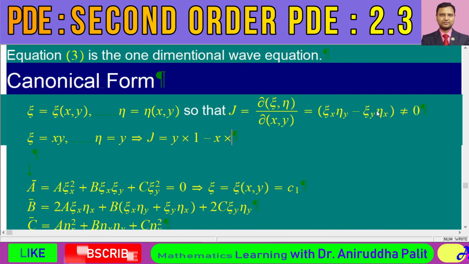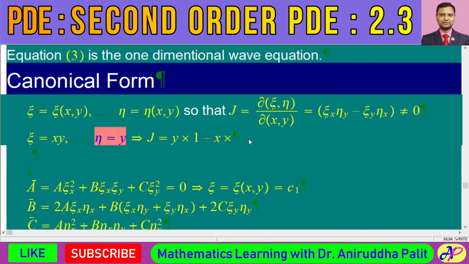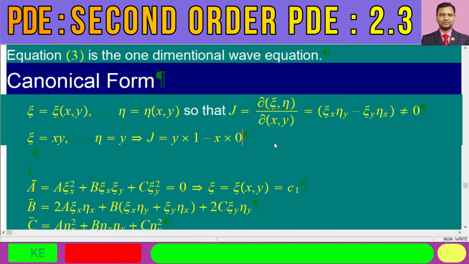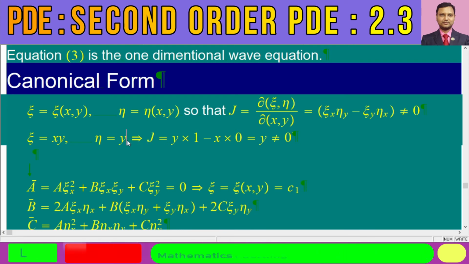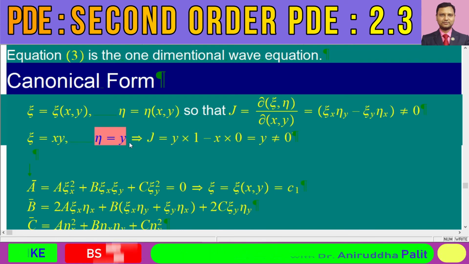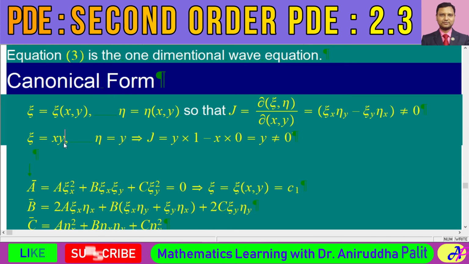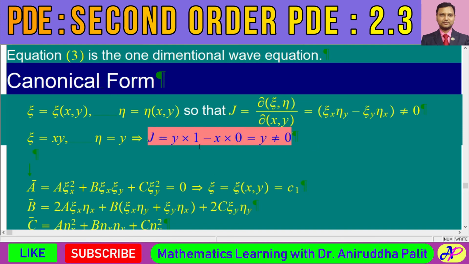into eta x. Now what was eta? Eta is equal to y, therefore eta x would be equal to 0. So ultimately this expression is equal to y, and we can say that this is not identically equal to 0. Therefore what you observe is that this is a valid choice. Eta is equal to y is a valid choice with xi is equal to xy, so that this Jacobian is not equal to 0.